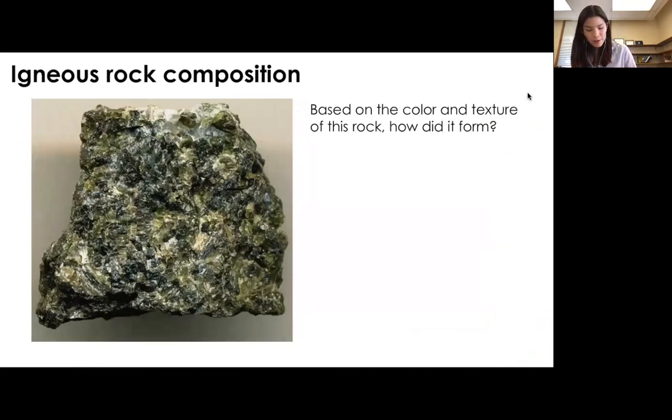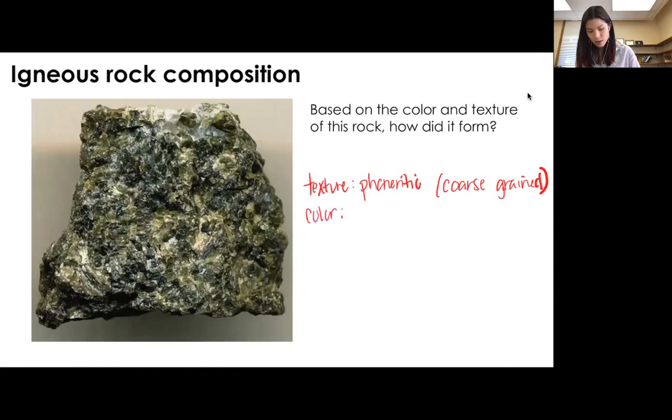All right, so what did we have for texture? Texture here is going to be phaneritic, right? So it's coarse grained. We can see the individual crystals. And what about the color? The color is green. It's very dark.